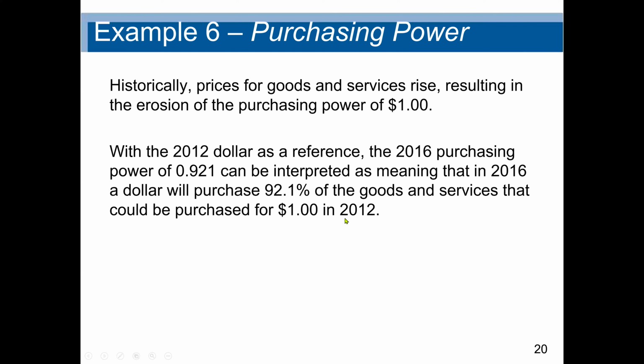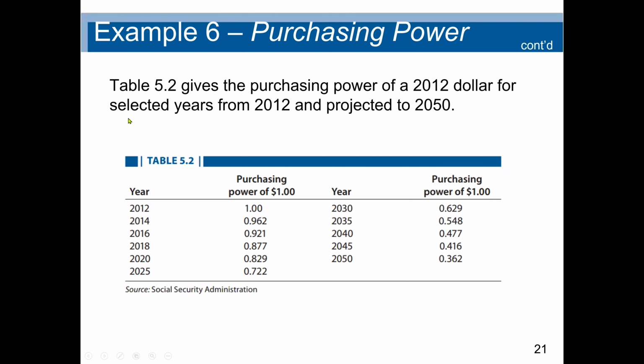So here we see a decay. Now the table below shows the concept. So that gives us a purchasing power from 2012 to 2025. So the purchasing power of $1 in 2012 was $1. But by 2014, it becomes 0.962. 2016 becomes 0.921, and it keeps going all the way to 2050. It becomes 0.362. So we can see the purchasing power is decreasing.